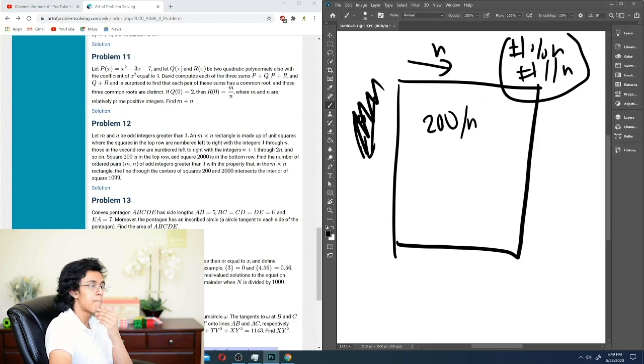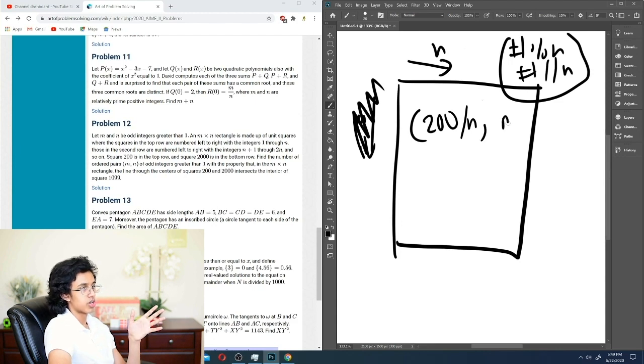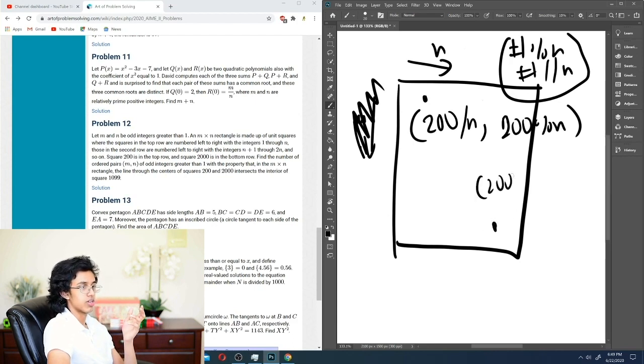So that's fine. So our first coordinate is going to be, this is our m coordinate, and then our n coordinate is going to be 200 mod n. And then, let's say that's here or something. And then our other one's going to be 2000 divided by n, and 200 mod n. Okay. And then we wanted to pass through something. This line should pass through the other thing.